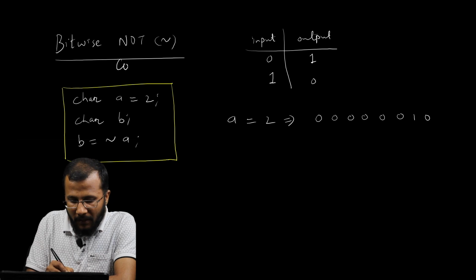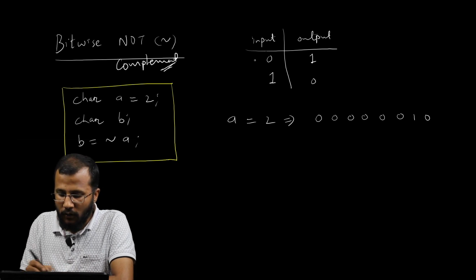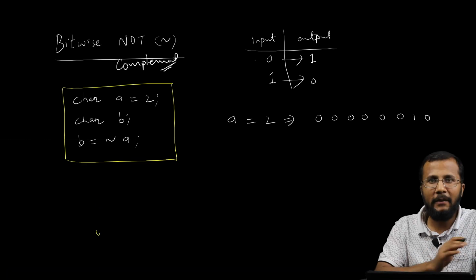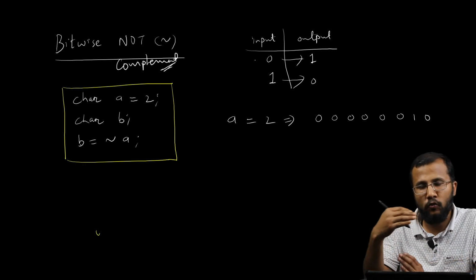Okay, bitwise complement, because it will give you the complement as the output. So if the input is 0, the complement of 0 is 1, so 1 is the output. If the input is 1, 0 is the output. In any bitwise operator we will not deal with it as true or false. We will talk in terms of bit 0 and bit 1.